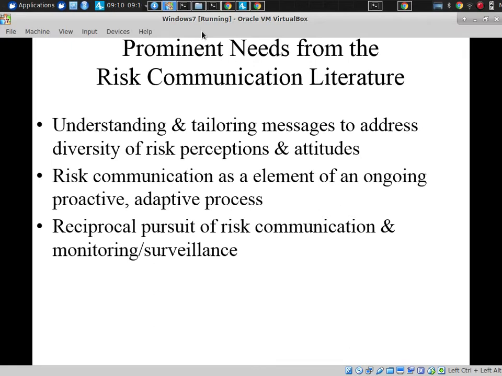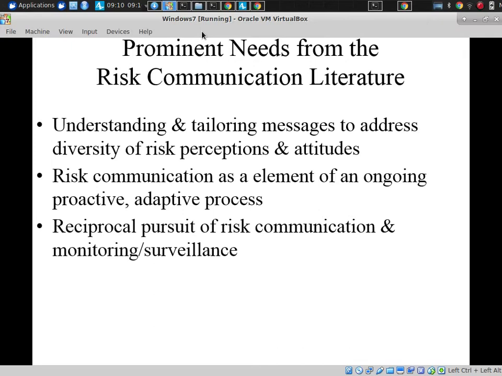And instead it reflects the identification of a need in the literature to make risk communication an element of an ongoing strategy, an adaptive and proactive strategy that tries to fly ahead of the plane, that tries to understand the emerging narratives, that tries to get ahead of them with appropriate messaging, appropriate trust building from the start, so that we can work with parties from different perspectives within the population to arrive at a more constructive dialogue.